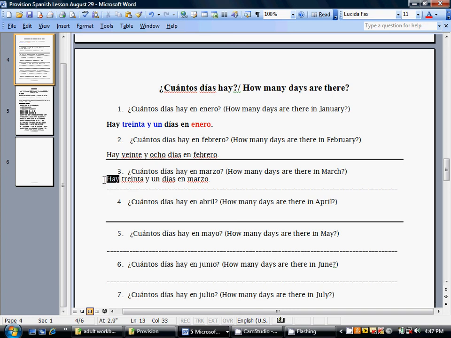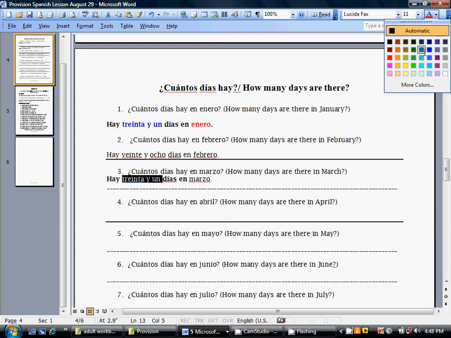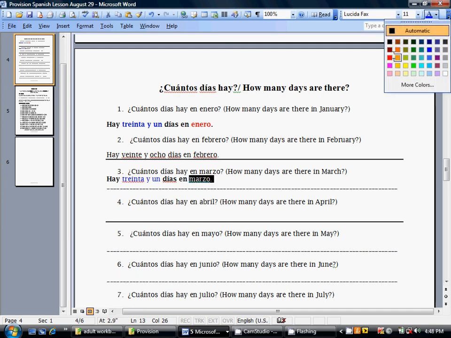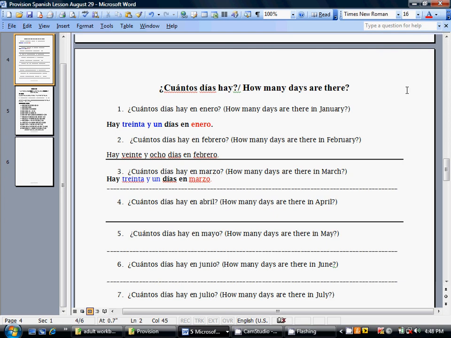Again, hay is the word that will remain constant, as are días en. What you put in between hay and días will be determined by the number of days in the month. What goes after en depends on the month about which we are talking. This is a very simple exercise, students, and I expect perfection. Please correct your papers. Thank you.